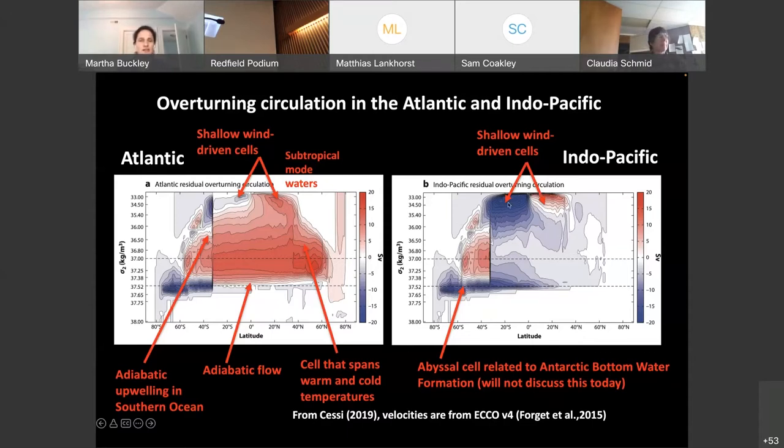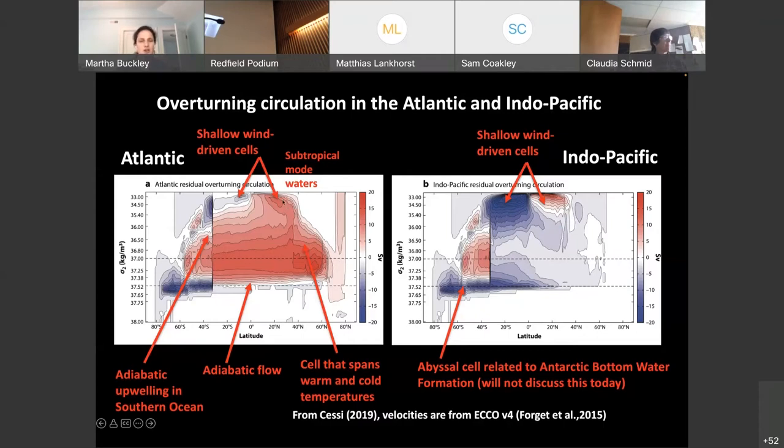In contrast, in the Atlantic, the circulation looks very different. At the low densities near the surface, there is a hint of these wind-driven circulations. But the main circulation spans both light near-surface waters, light thermocline waters up here, and dense mid-depth waters shown down here.